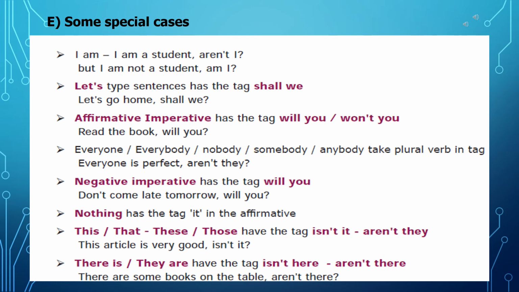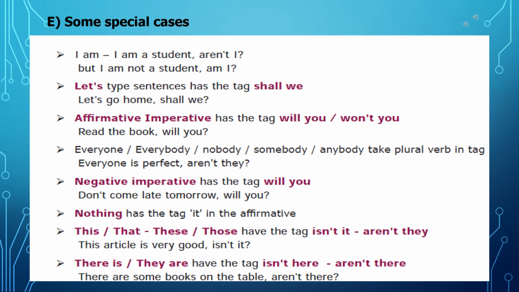The next statement, I am not a student. The word not says it's a negative statement. So we need to add a positive question tag. Here it is, am I. The next example is let's. Let's means let us. So sentences with let's have the tag shall we. An example is let's go home. It means let us go home. So the short form of let us is let's. Let's go home. Shall we?